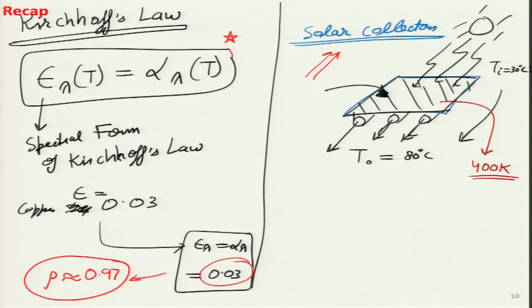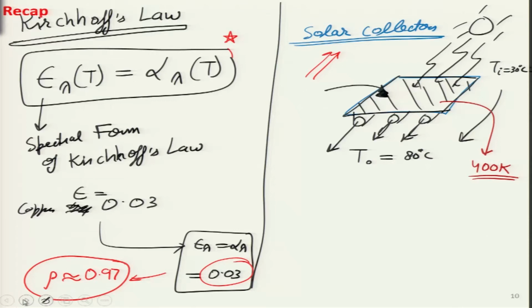So, this law allows us to play around with that, and discover different types of materials which are very good absorbers in the solar irradiation, solar wavelengths, and very poor emitters in the IR region, so that we can have maximum absorption and very less emission. With that we can have very high efficiency of the solar collector. So, that was the brief recap of what we did last time.